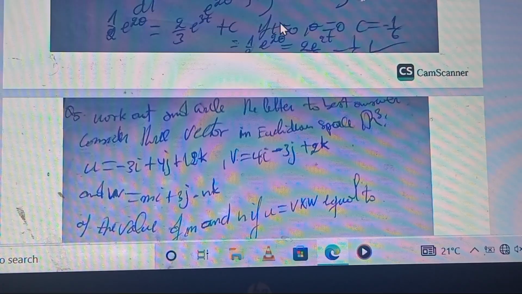Then when you substitute the values of t and theta, you will get c equal to minus 1 over 6. Then after substitution, you will get 1 over 2 e power 2 theta equal to 2 over 3 e power 3t minus 1 over 6. That is the correct answer.